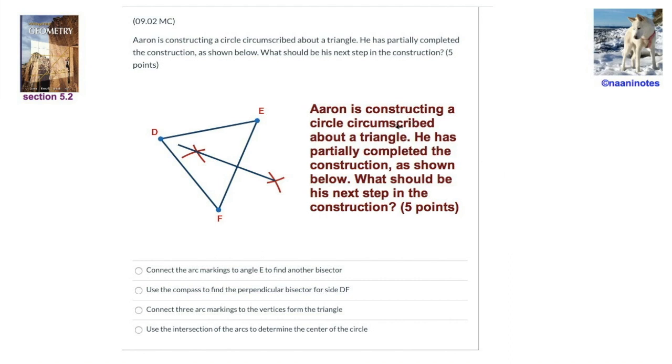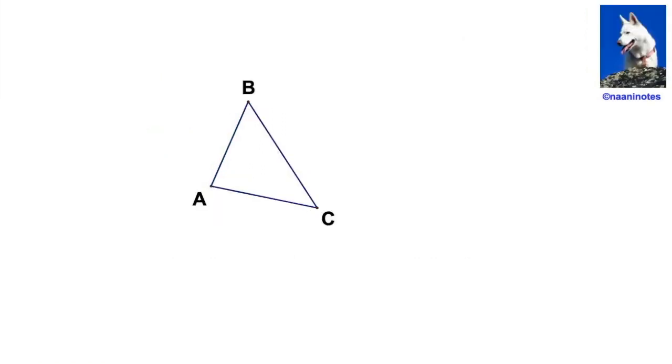Aaron is constructing a circle circumscribed about a triangle. Boy, you've got to watch the vocabulary, because a circle is circumscribed about the triangle, or it's the same as saying the triangle is inscribed in the circle. Yikes, that looks pretty confusing, but they've got a couple compass swings there. Let's take a trip down memory lane here. Section 5.2. Oh, sorry, I left that off.